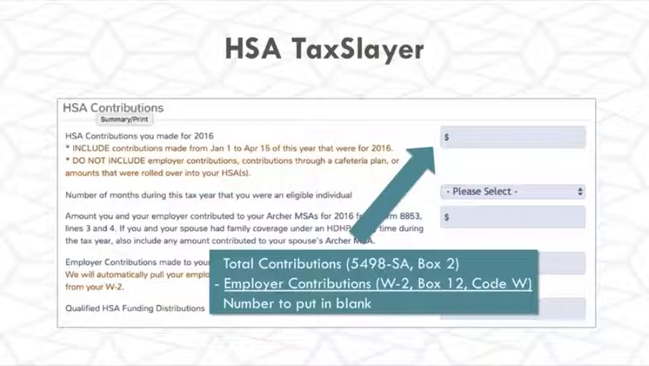Next is the HSA contributions section. The first blank asks for HSA contributions the taxpayer made during the tax year. So in order to get that exact amount, we can look at the total contributions on our 5498 SA in box 2, and we can subtract out any employer contributions, and that can be found on the W-2, box 12, code W. And that will be the amount that the taxpayer can put in this first blank that counts towards the adjustment to taxable income.